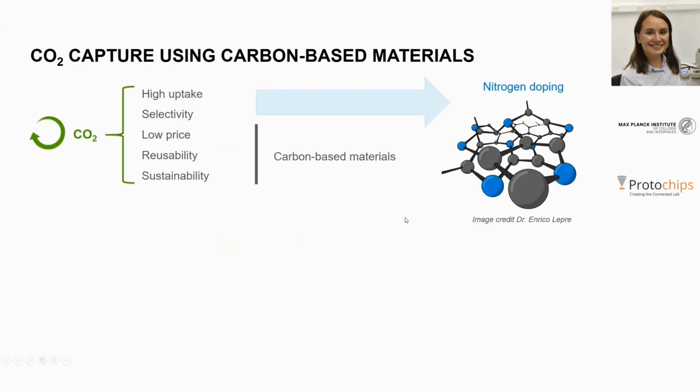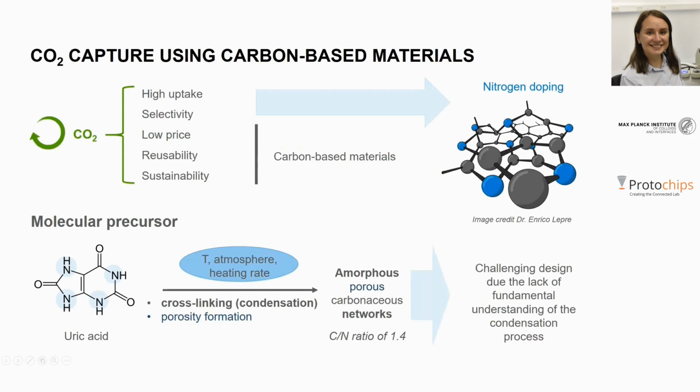A straightforward way to obtain nitrogen-containing carbonaceous materials is through the condensation of a molecular precursor, which already has a high nitrogen content. In our study, we used uric acid as a model molecular precursor. Cross-linking occurs randomly and sometimes poorly for most of the molecular precursors. Therefore, we have amorphous, porous carbonaceous networks as a result. And moreover, the process of cross-linking is accompanied by the porosity formation. Therefore, designing the carbonaceous materials is more challenging than for crystalline ones.